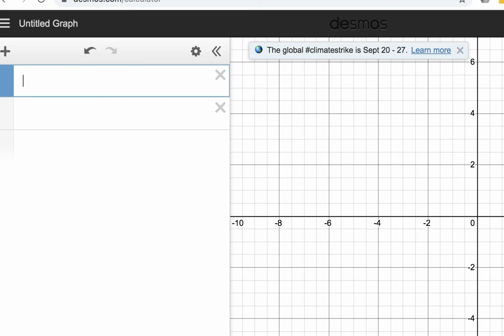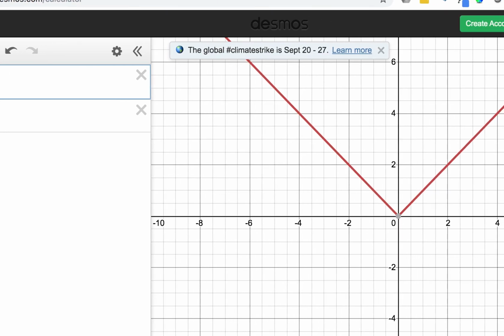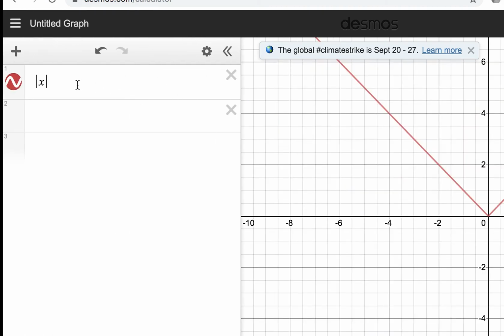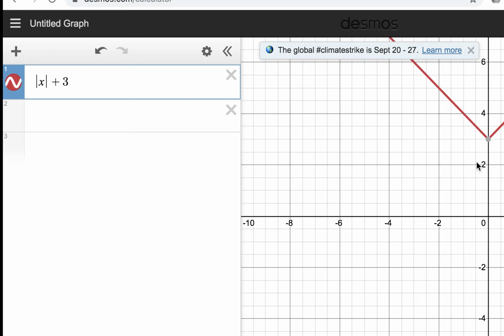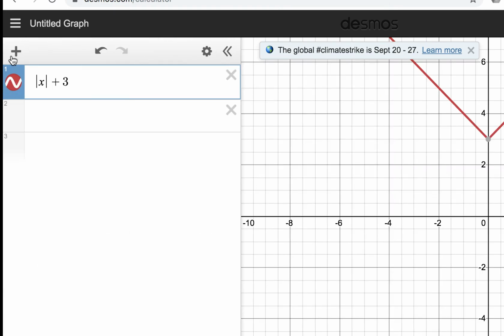For example, if we start with absolute value of x, we get this V shape. And then if we add 3 to that, it just moves up 3, like the last one. So see how it moved from the 0 to the 3 right here. Okay, anyway, I'll leave the rest of that for you to play around with. And we'll get to doing some of these odd and even problems.